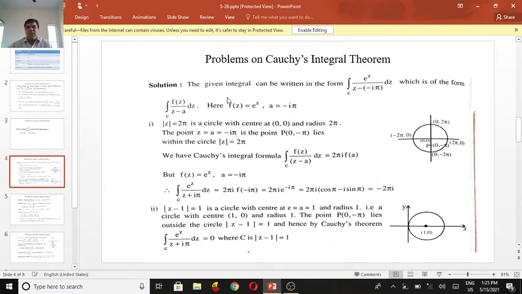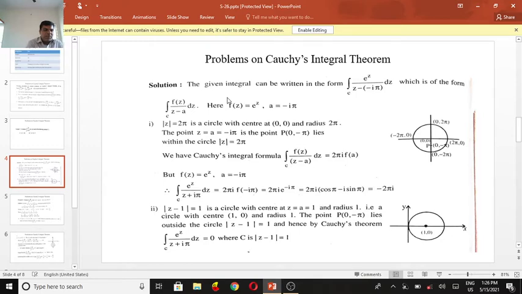In the same way, the given integral can be written as the integral of e to the power z divided by z minus of minus i pi dz. Instead of plus i pi, we take the minus sign, minus of minus i pi. So again that is the integral of f of z divided by z minus a dz. Here f of z is e to the power z and a is minus i pi.